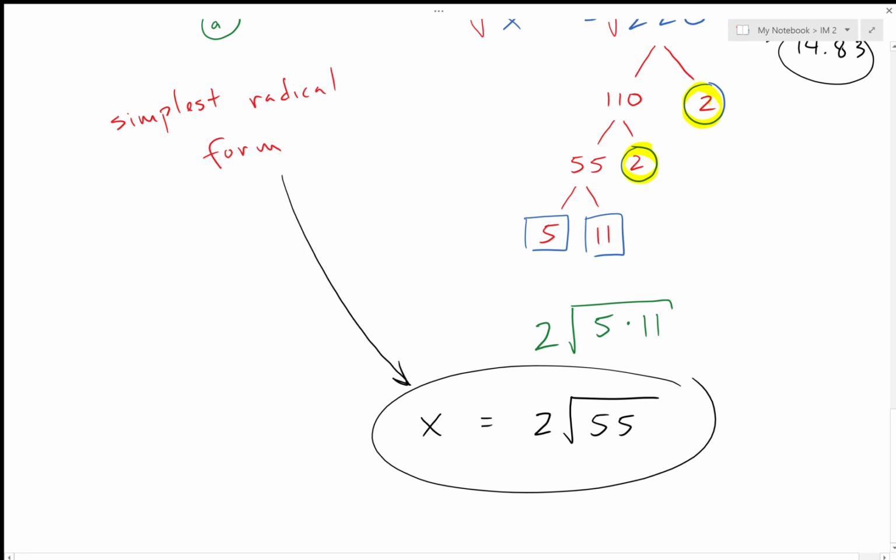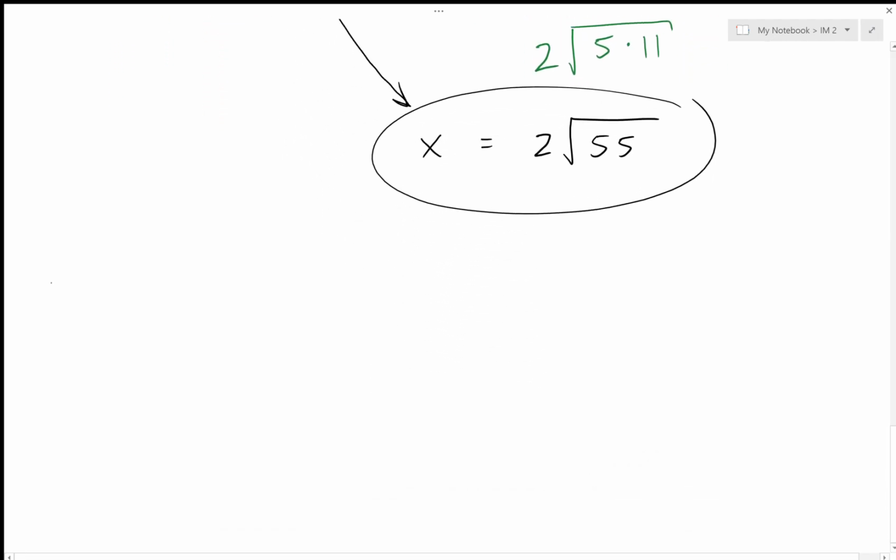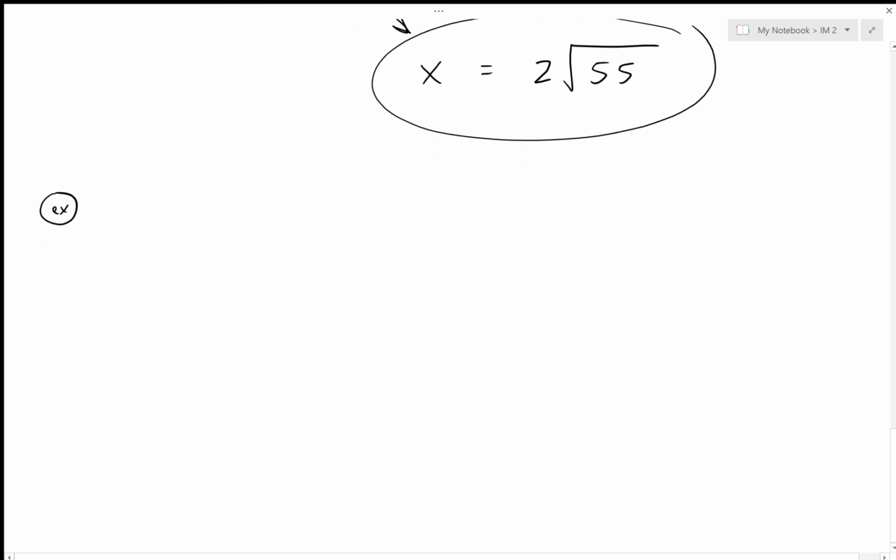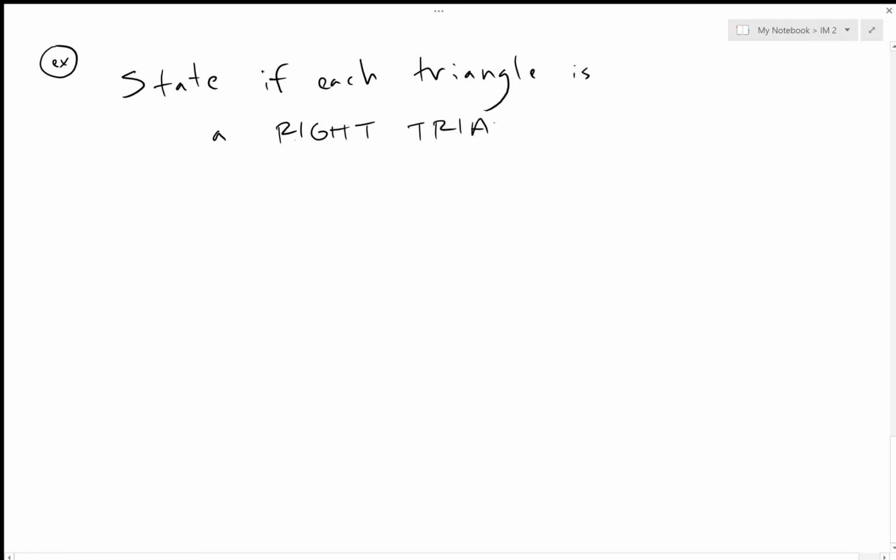All right. One last example for today. This one's kind of a reversed question. So the instructions might say state if each triangle, or state if the triangle is a right triangle. So we need to find out if the picture they give us is going to be a right triangle. So they're going to draw it.